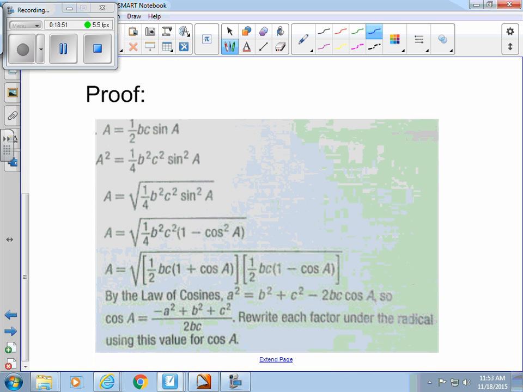Using the area formula that we used on the last slide, 1/2 BC sine A, if I square both sides of that formula, I would get 1/4 B squared C squared sine squared of A. And as you know from identities, we could rewrite sine squared of A as 1 minus cosine squared of A. And to get A back by itself, you have to take the square root. That is a difference of perfect squares, so I can break that up into 1/2 BC times 1 plus cosine of A, 1/2 BC, 1 minus cosine of A.